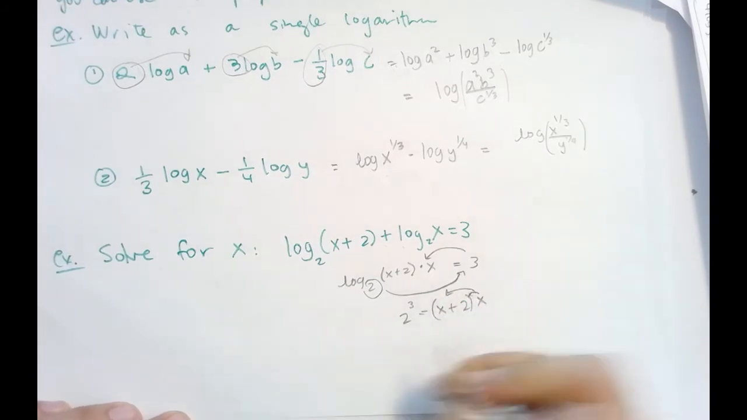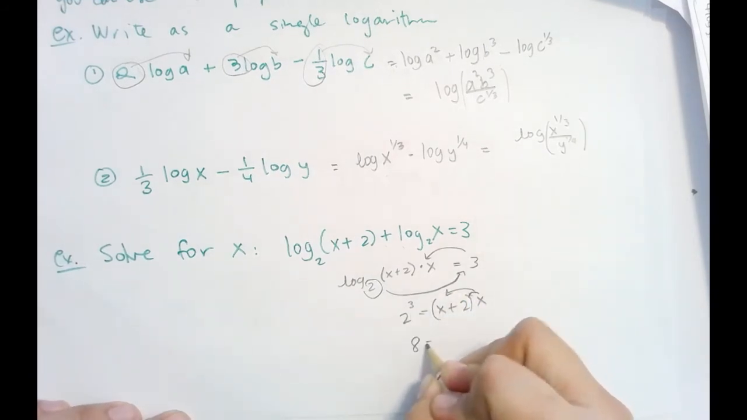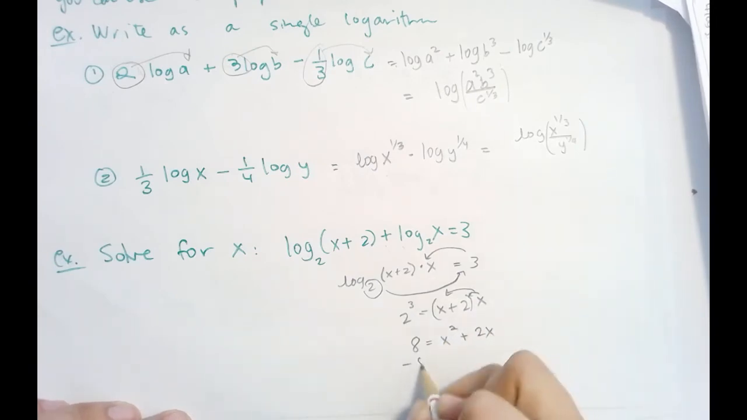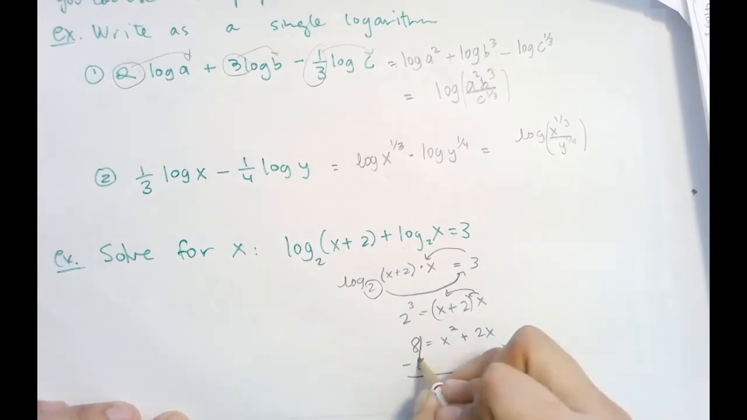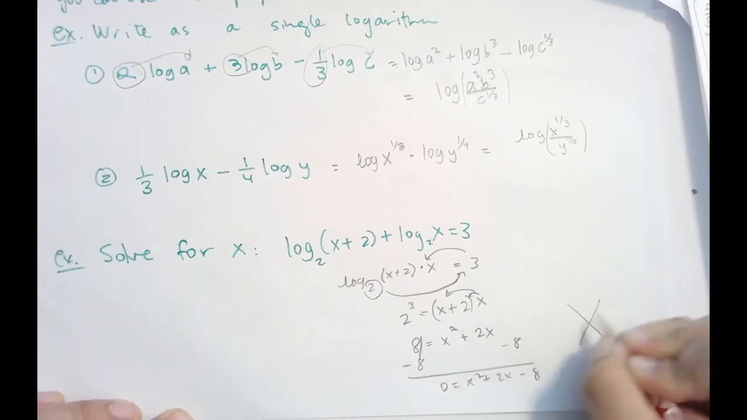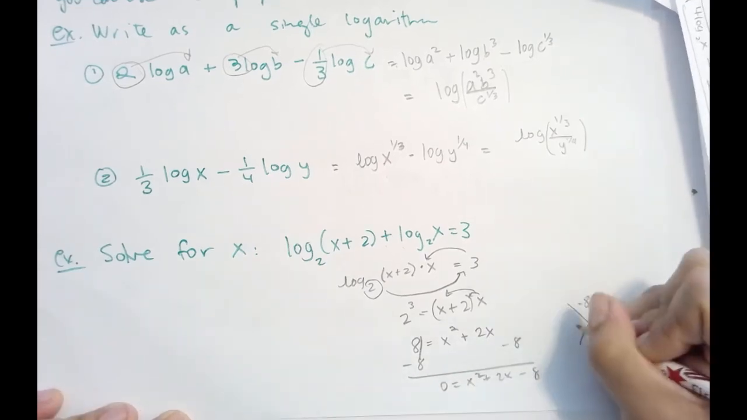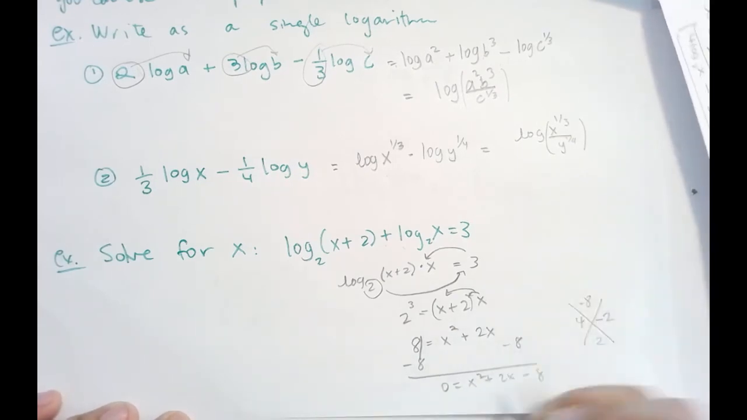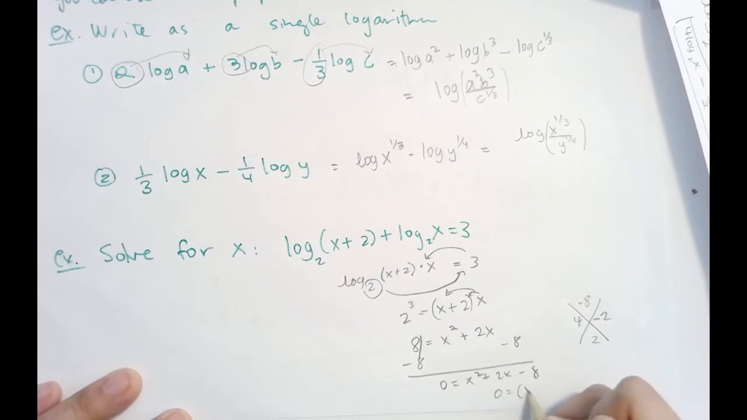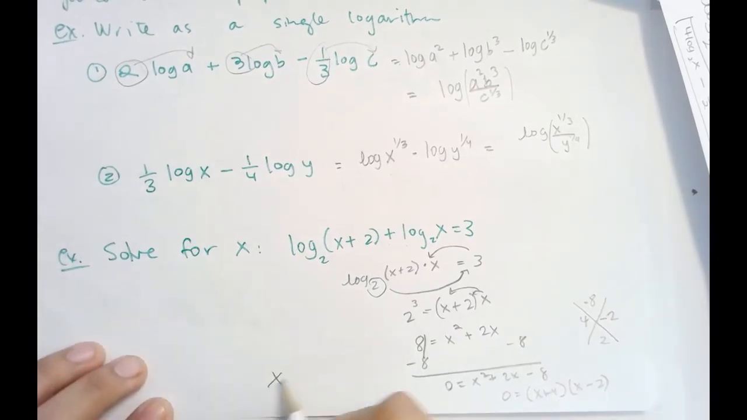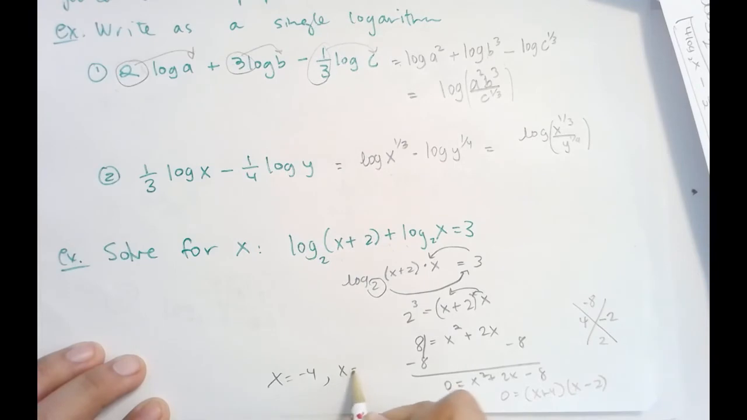So let's distribute. 2 cubed is just 8, and that's equal to x squared plus 2x. Subtracting 8, because we want to solve for x, we have 0 is equal to x squared plus 2x minus 8. Now remember the diamond method, negative 8, 2. What are the factors of negative 8 that when added together give you positive 2? That's 4 and negative 2. So 0 is equal to x plus 4 times x minus 2, and so your values of x can be negative 4 and positive 2.